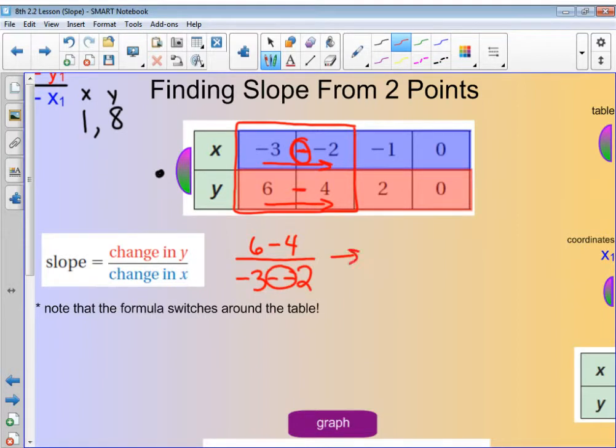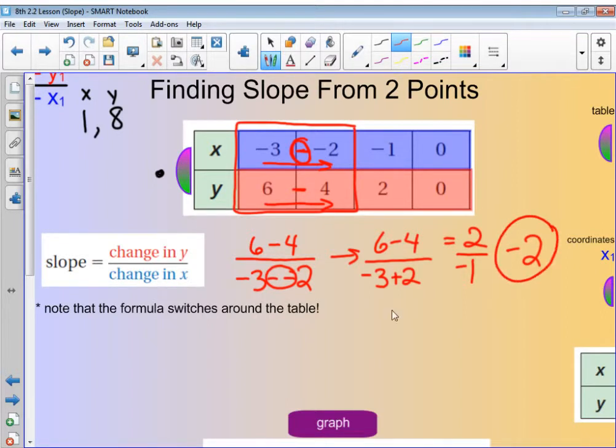Now this becomes 6 minus 4, which is going to give me 2, over negative 3 plus 2 now. Those two negatives make a plus sign. So negative 3 plus 2 is going to give me negative 1. We just found out that our slope is negative 2 over 1, which is the same as just a negative 2. So that negative applies to our final answer.